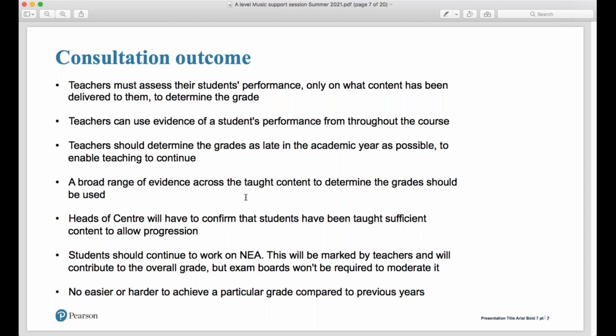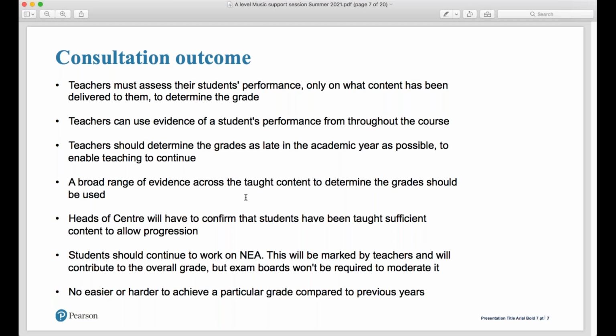The consultation outcomes also said that students should continue to work on NEA where possible. So obviously that is something that can continue outside of the centre in some cases, and the details are in that JCQ notice as well. It said that this will be marked by teachers and will contribute to the overall grade, but it's not requiring exam boards to moderate this.